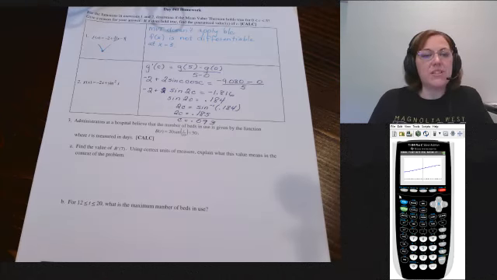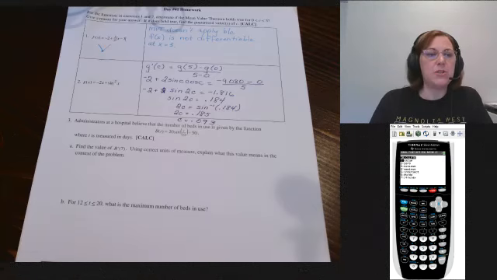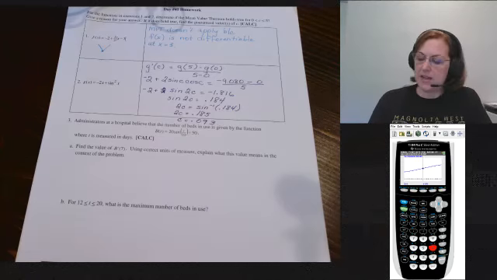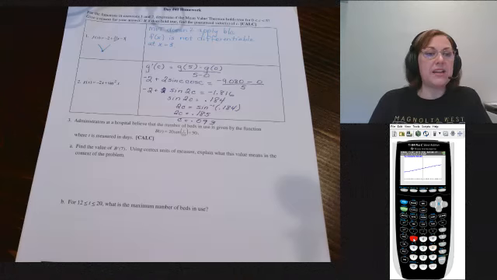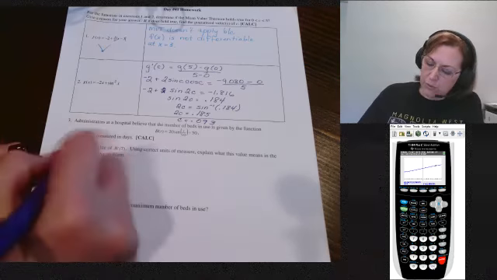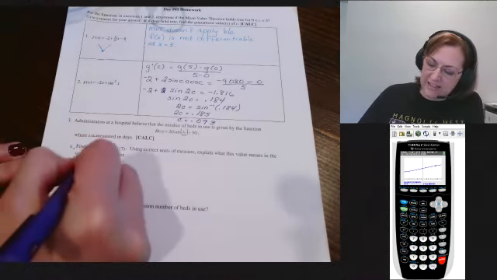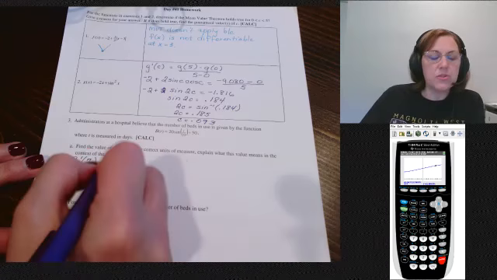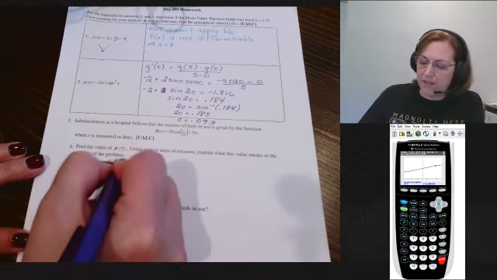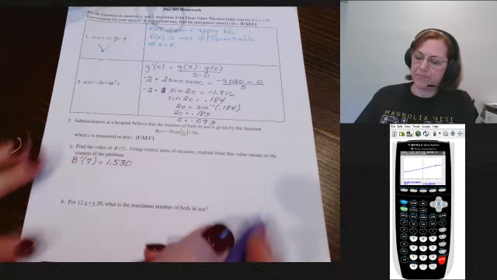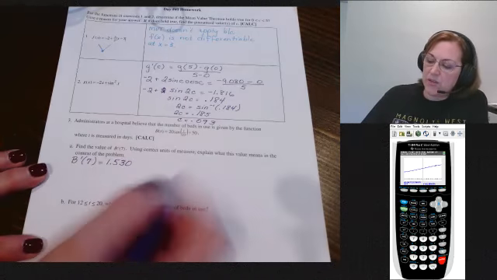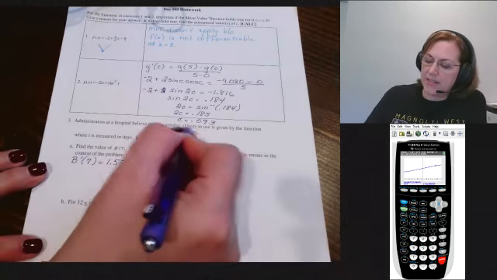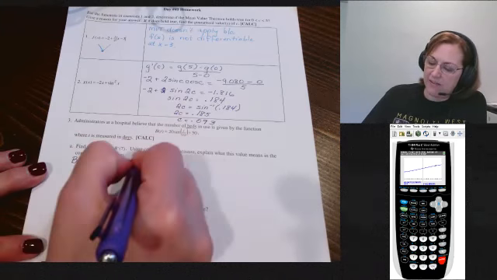Now we're going to find the derivative. Let's use the second trace menu, and we want to choose option number 6, and we want to plug in 7. Just typing 7, you notice that the x equals shows up at the bottom of the screen, and we're told that the derivative at 7 equals 1.530. And this is in units. It's a rate, so it's beds per day.